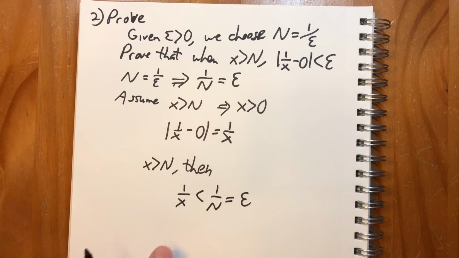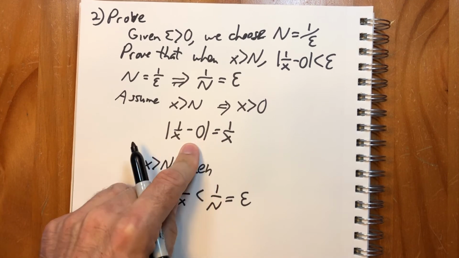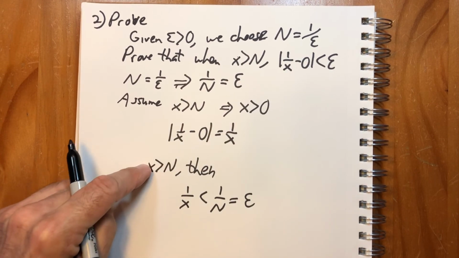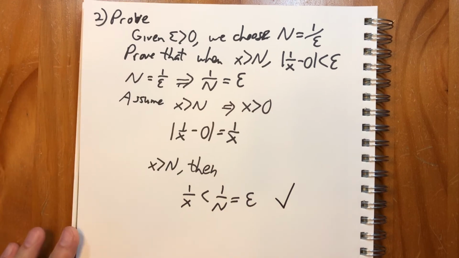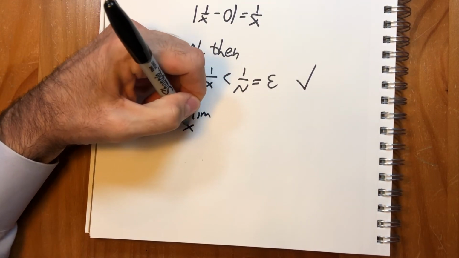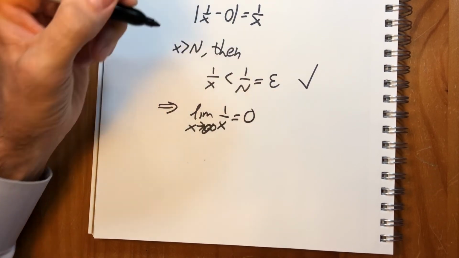And that's what we needed to show, because we know that 1 over x equals the absolute value of 1 over x minus 0, and that is less than epsilon when we start with this assumption. So that's what we needed to show. Good. So therefore, the limit as x approaches infinity of 1 over x equals 0.